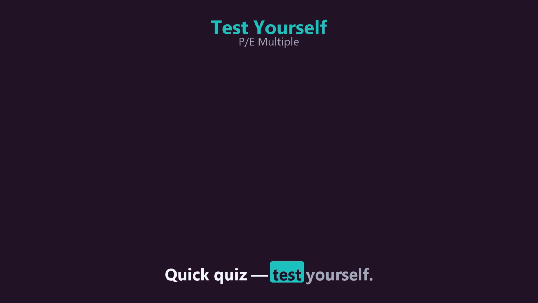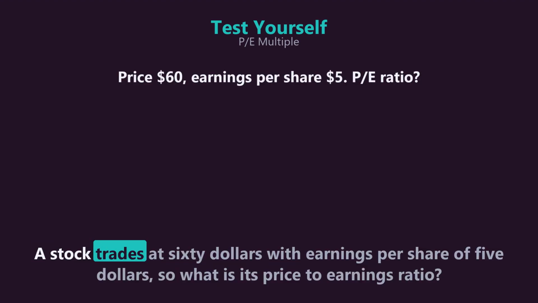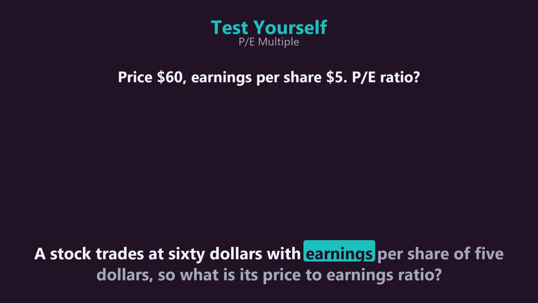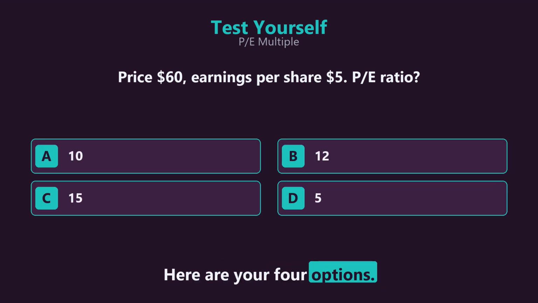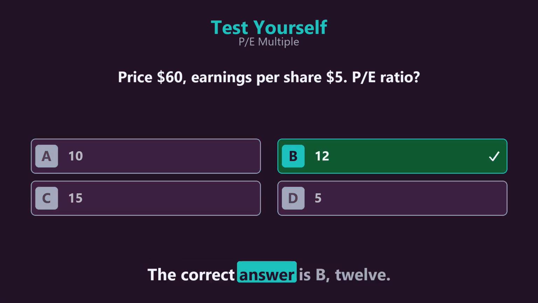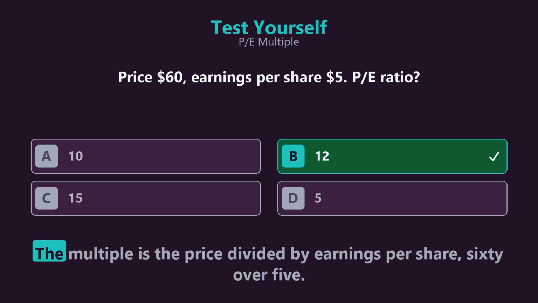Quick quiz, test yourself. A stock trades at $60 with earnings per share of $5, so what is its price to earnings ratio? Here are your 4 options. Pause the video and solve it now. The correct answer is B, 12. The multiple is the price divided by earnings per share, 60/5.